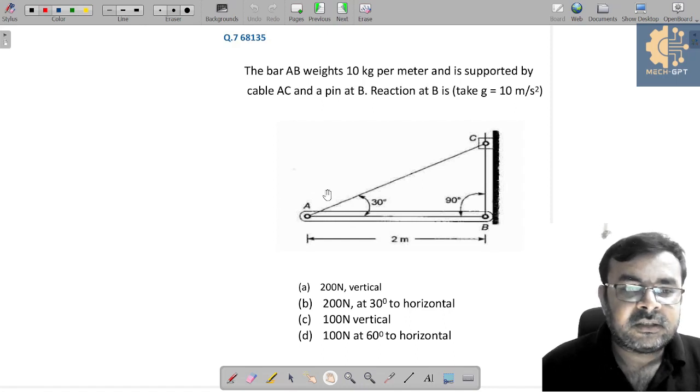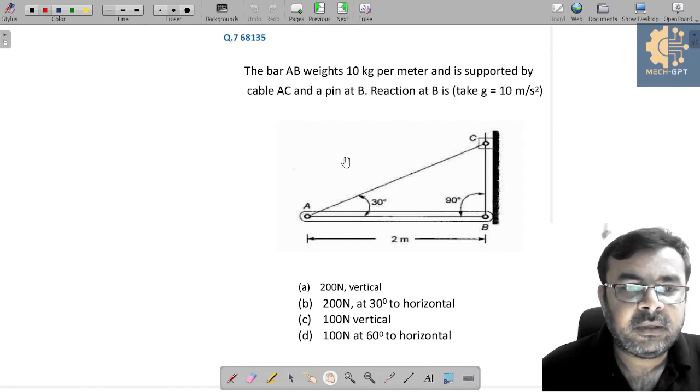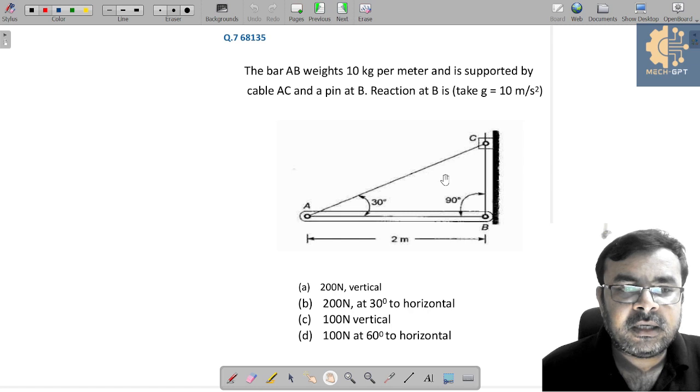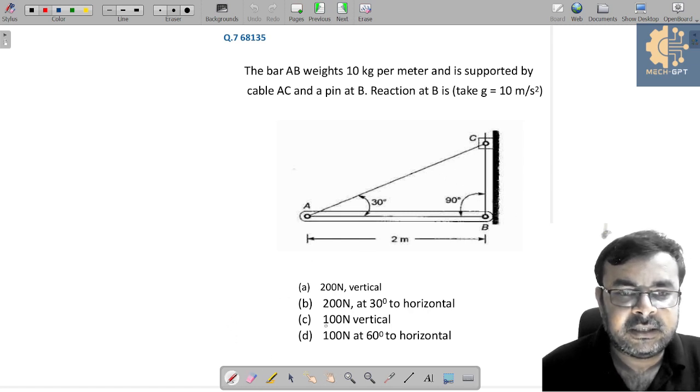Okay, so let's see this question. The bar AB weighs 10 kg per meter and it's supported by a cable AC and a pin at B. Reaction at B is taken as. So let's see, this is a bar.